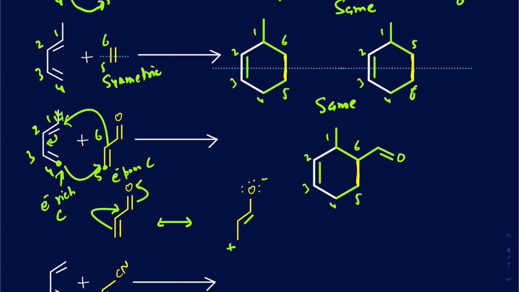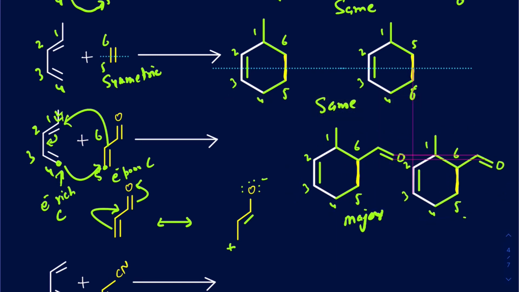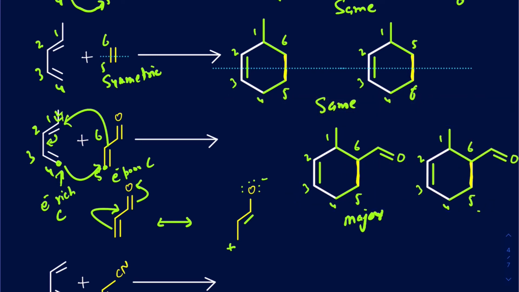So this is the only isomer you're really going to make, or this is the major one you're really going to make. The other one, where if I say I could have the 1 attached with the 5, that would be the minor one. So let me just go ahead and draw that as well, just so that you guys can see it.